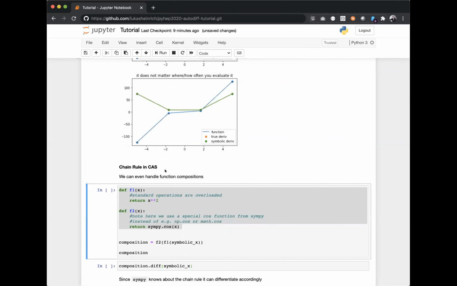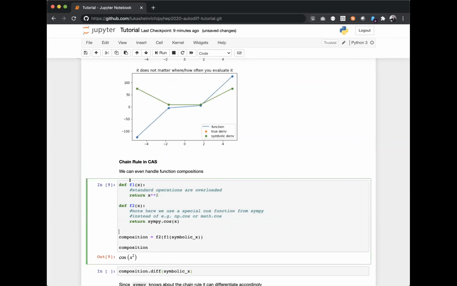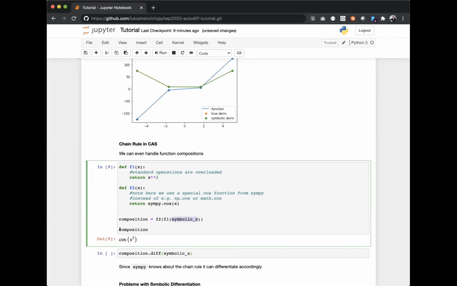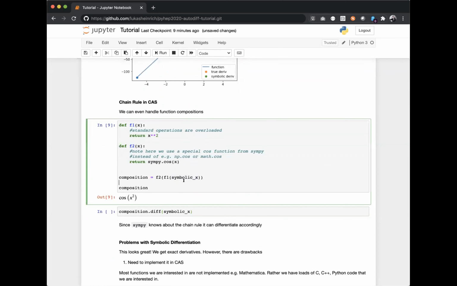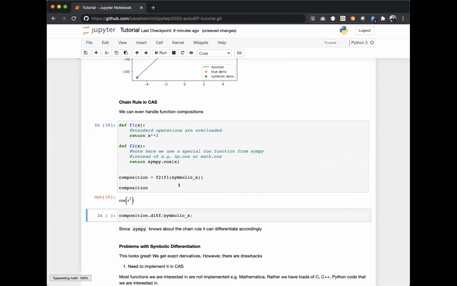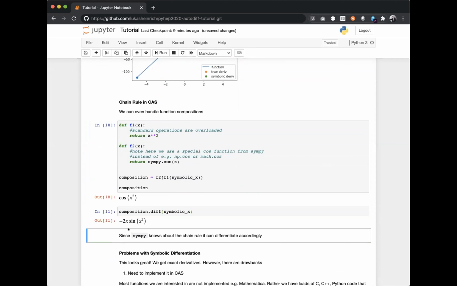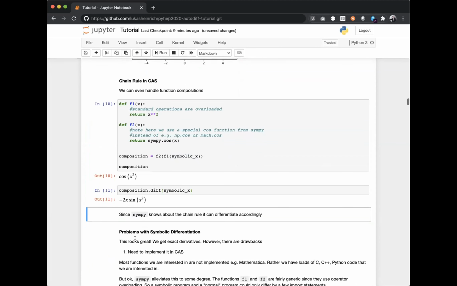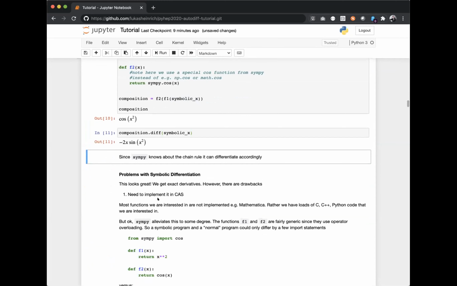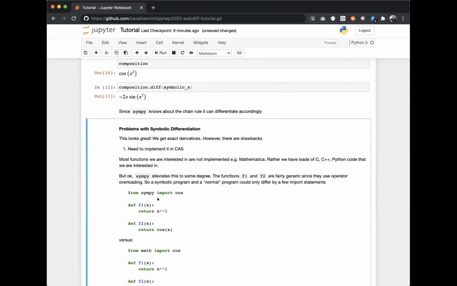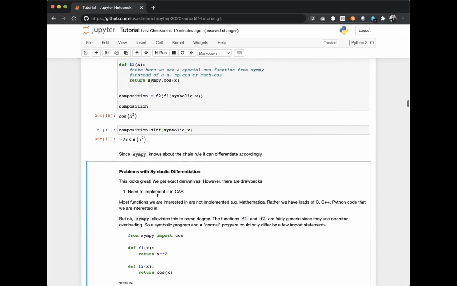Okay, then function composition is also easy. If you wanted to do the composition of two functions that operate on a symbolic value, you can basically get this composition. So here it's cosine of x squared. And the computer algebra system is also smart enough to do the chain rule. Okay, so great. So you might think, okay, problem solved. We get very exact gradients. And what's the issue? Why do we need anything else?